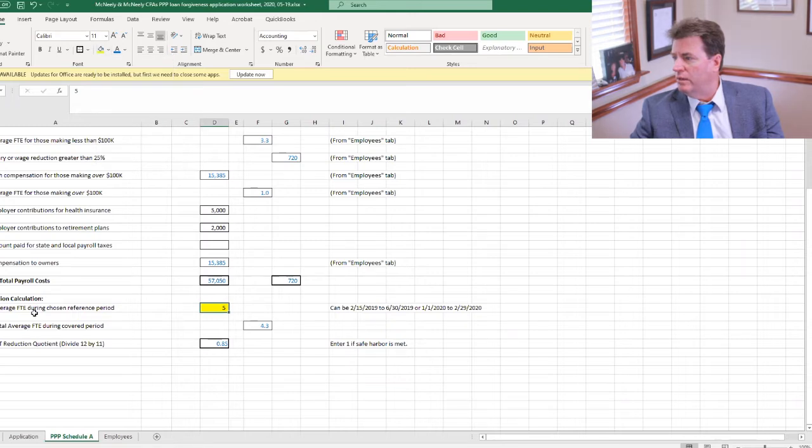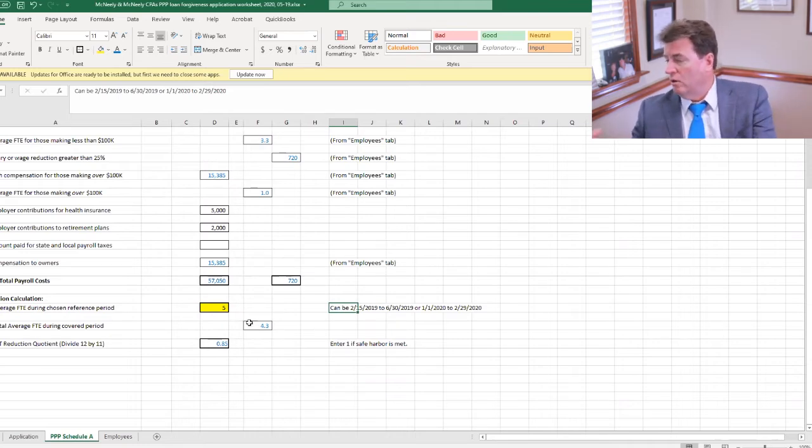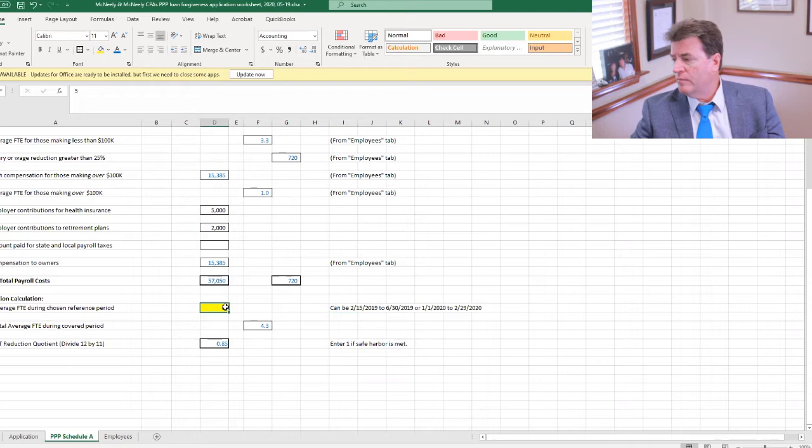What is the average full-time equivalency during the chosen reference period? And again, this can be from February 15, 2019 to June 30, 2019, or beginning of this year. And let's say that it was 5. It was a solid 5 FTE. And suddenly here we're down to 4.3, doing the calculations with the 40-hour a week. That's an 85% reduction. And again, there's some safe harbors here. We'll get to that in a second.